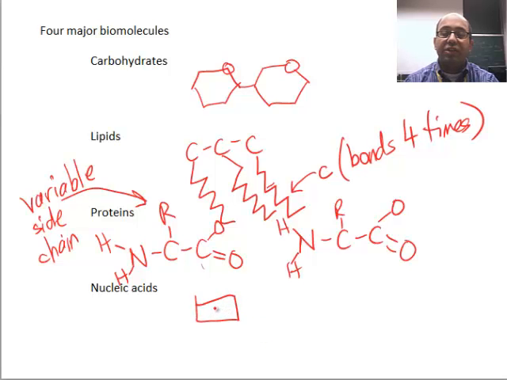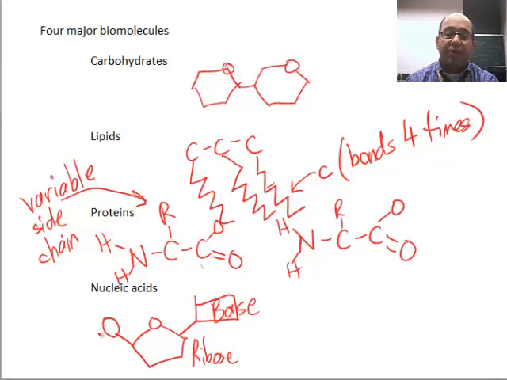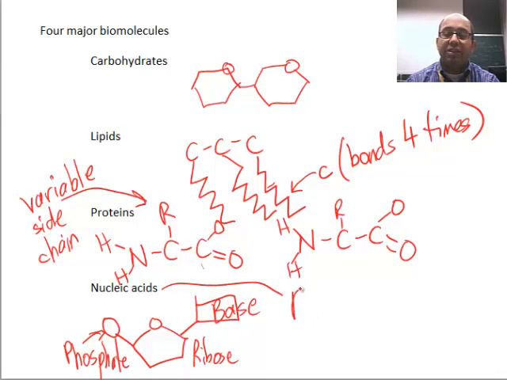And nucleic acid has 3 parts, and we'll go over this more in the next section. It has a nitrogenous base, it has a ribose sugar, and it has a phosphate group. And the examples of nucleic acids you have to know are DNA and RNA.